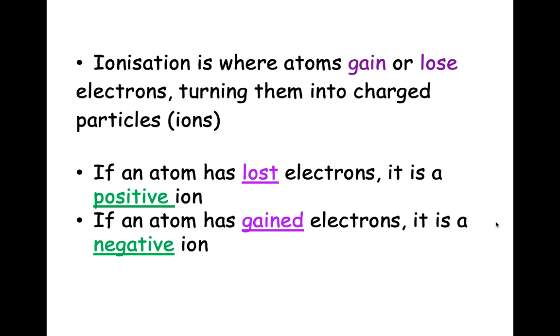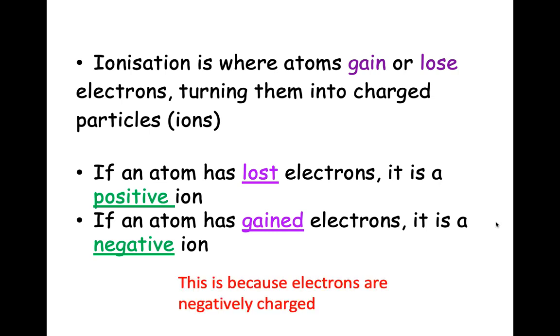Whereas if an atom has gained electrons, it's now become a negative ion because it has more electrons than protons. Now you'll remember that electrons are negatively charged. So if it has more negative electrons, more negative charges, that's why it becomes negatively charged overall.